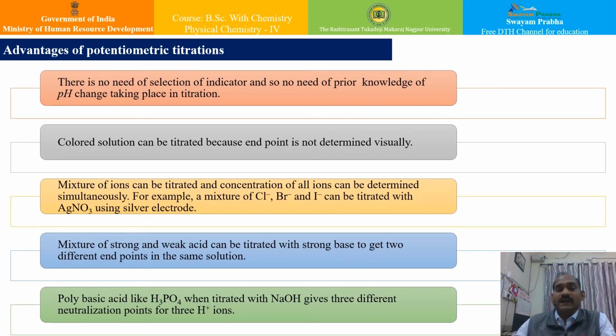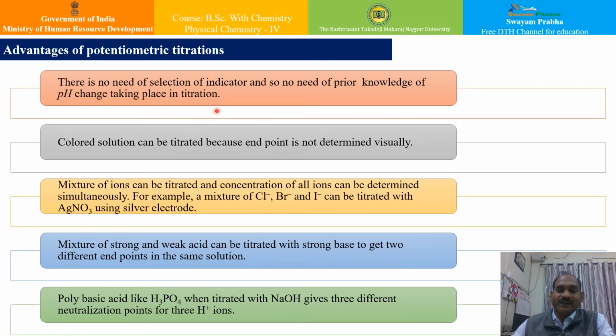Friends, there are certain advantages of these potentiometric titrations. Now, what are these advantages? Just to list a few of them, very few of them. There is no need of selection of indicator in case of potentiometric titration. So there is no need of prior knowledge of the pH change taking place in the titration.